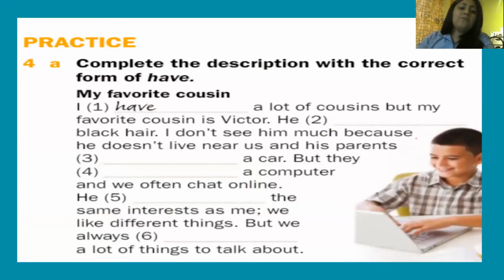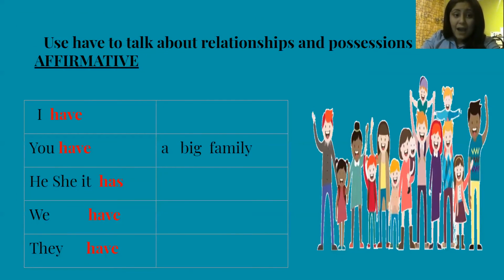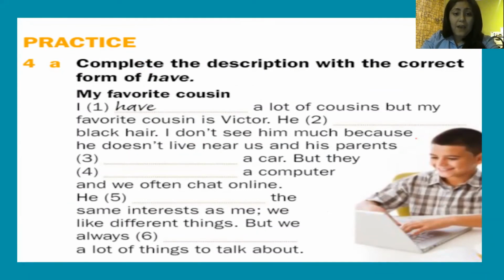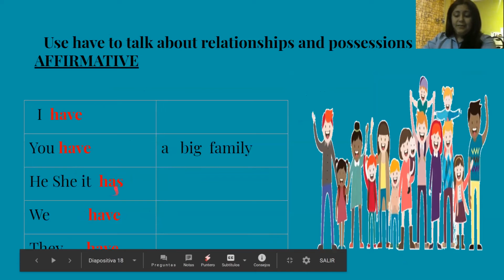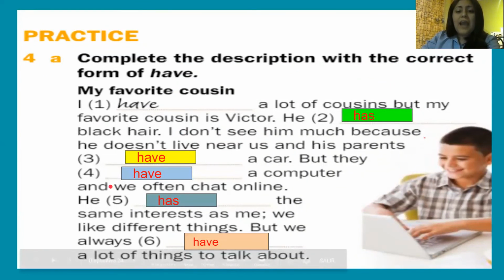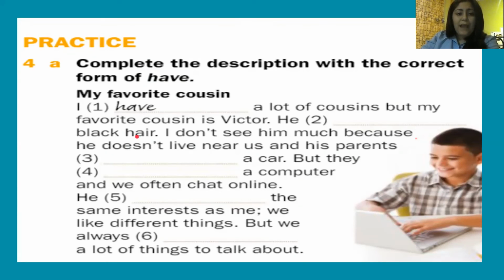So now you have to complete the descriptions with the correct form of have. Okay, for example, my favorite cousin. I have or has? We're going to check. So I have. Very good. I have a lot of cousins, but my favorite cousin is Victor. He has or have? He has. Very good. He has black hair.